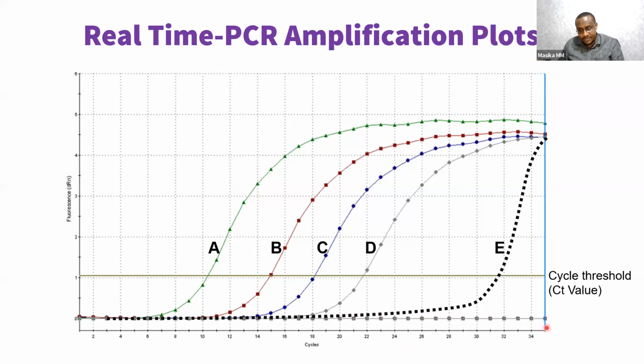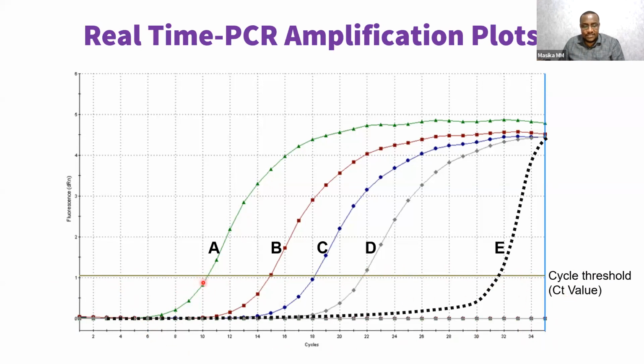You can see this goes up to 35 cycles, from 0 to 35 cycles. At the first cycle, you can see there is no detectable fluorescence, but some begins to be detected at around 8 cycles. And then the horizontal line you can see is called the cycle threshold. This is usually calibrated on the machine, so that when this curve crosses this threshold, that is what you call the CT value.